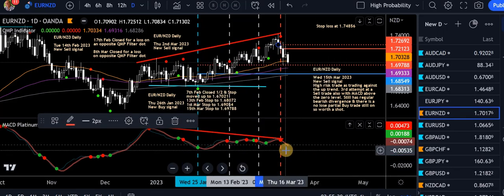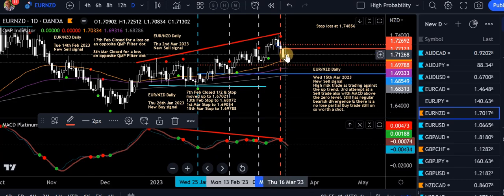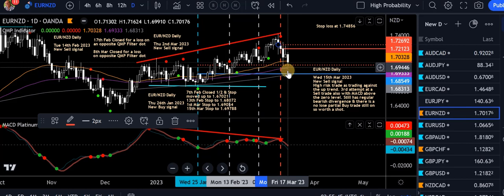MACD's already through the 0 level just, and price is on the moving averages. So we might as well lock in a bit of profit. We can't lose on the buy. Let's put us in a no lose on the sell.